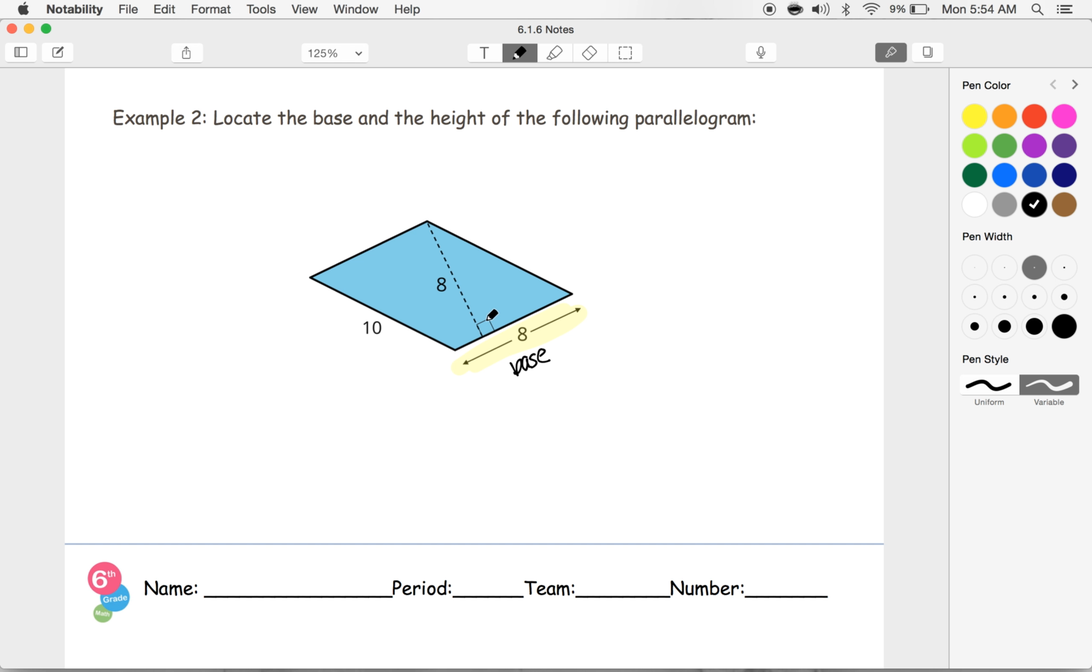Now, because I used that 90 to help me decide which side I wanted to use as a base, we also can see that we have this dashed line coming down that is 90 degrees because of this little guy. So I'm going to call him my height. I did not use my 10 at all because although it was one of the sides, there was nothing drawn down to it that was a 90 degree. So because of that, there was no perpendicular, therefore I didn't want to use it.